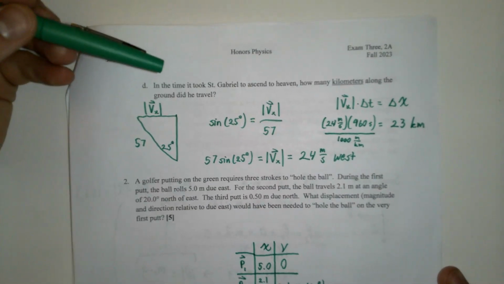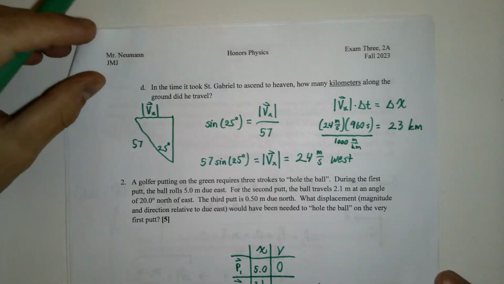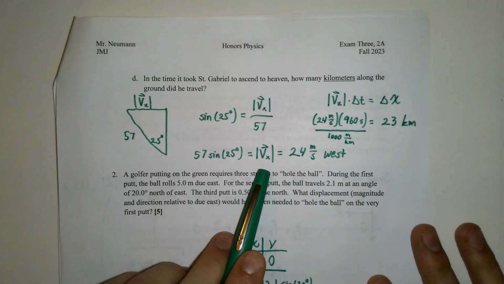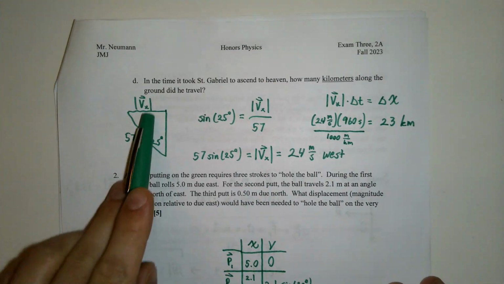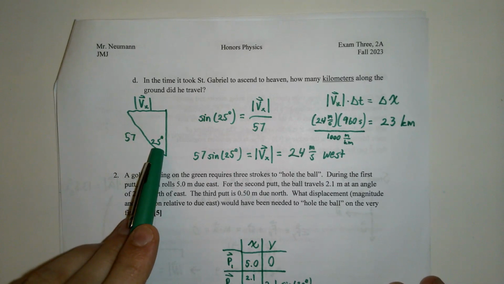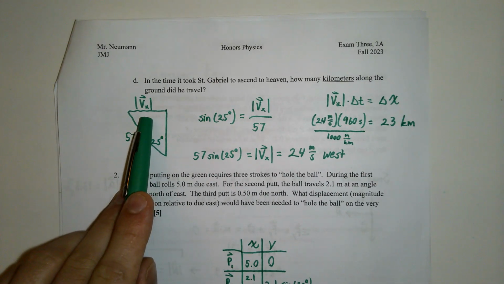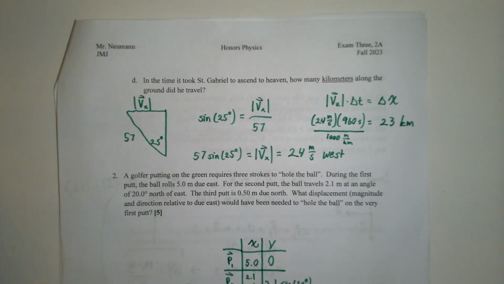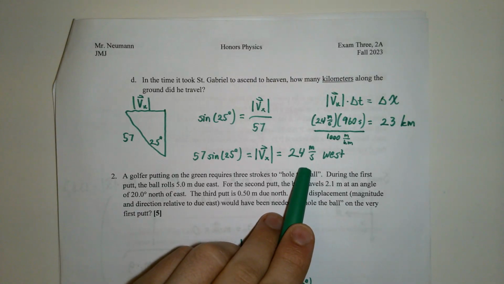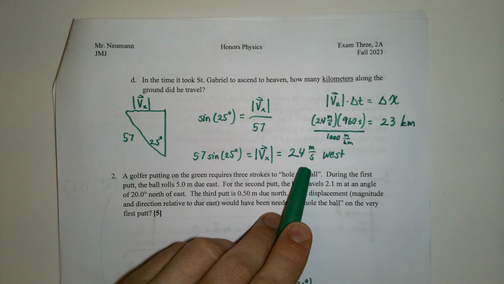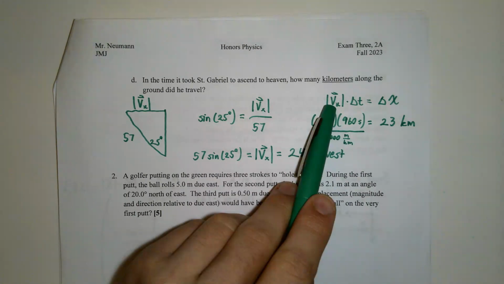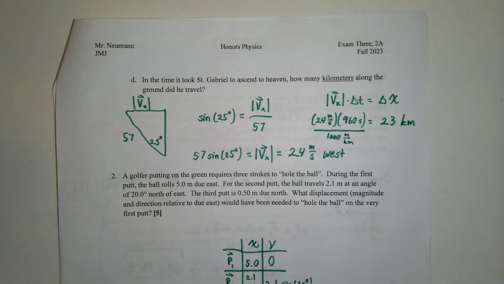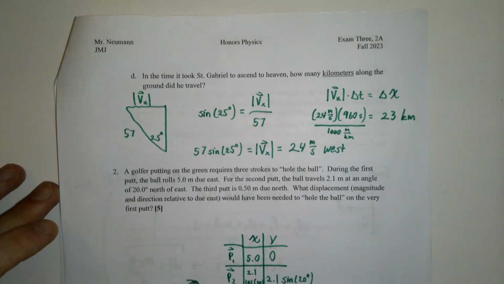In order to find the distance, or change in position, along the ground that he traveled in kilometers, we need to find his velocity along the ground. We use trigonometry again. This time we're using sine because the ground velocity, or the velocity in the x dimension, is opposite this angle. So we need to use 57 sine 25 degrees, which gives us a velocity along the ground of 25 meters per second to the west, more particularly. And then we use his velocity times time to give us displacement, and then divide by our conversion factor of 1,000 meters per kilometer to get to 23 kilometers.